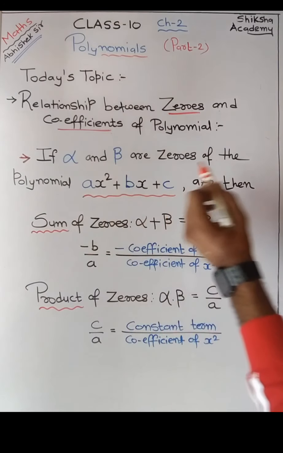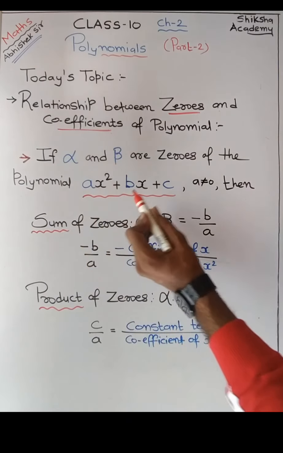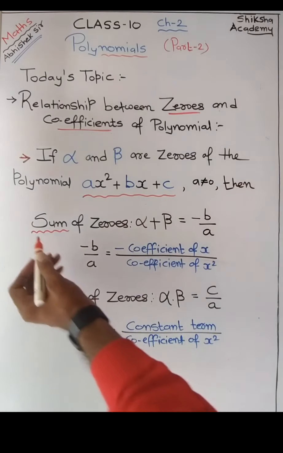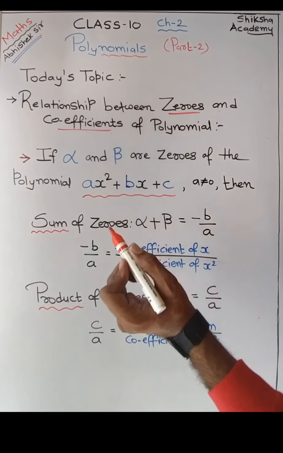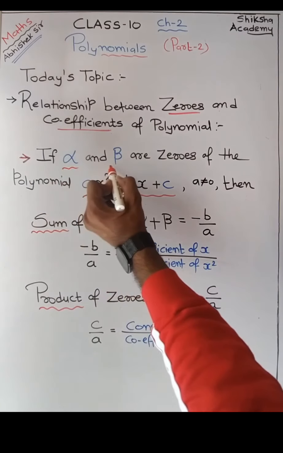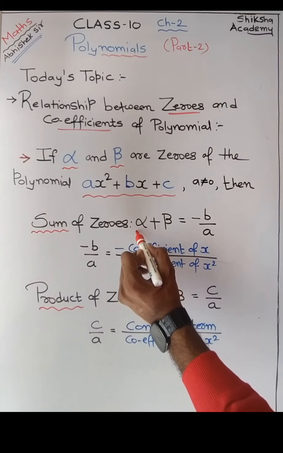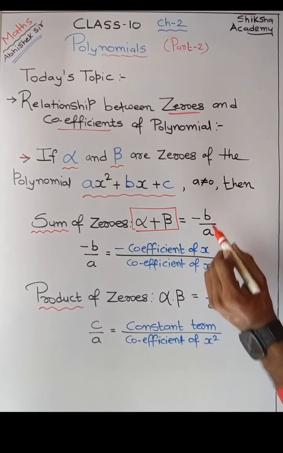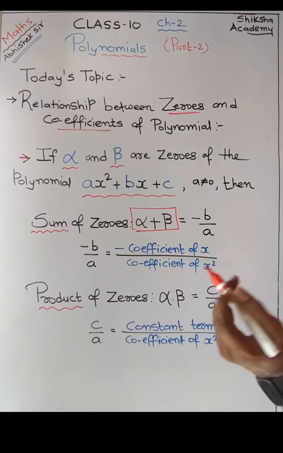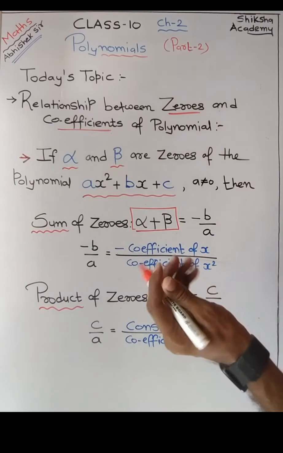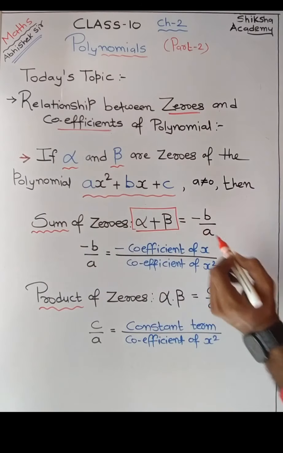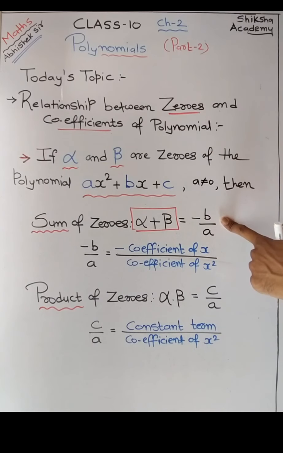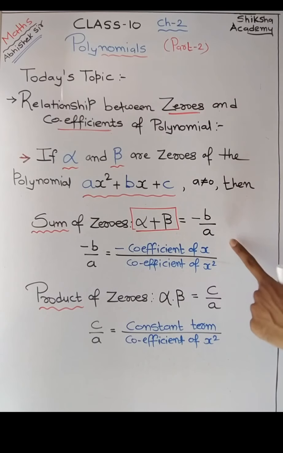So if alpha and beta are zeros of the polynomial ax square plus bx plus c, and in that a is not equal to 0, then sum of zeros. Now which ones were the zeros? Alpha and beta. So sum of zeros, alpha plus beta, will be minus b by a, right? So if you want to find out the sum of zeros, you will only have to take care of the coefficients, that is minus b by a. Now below I have written what exactly is minus b and what is a.